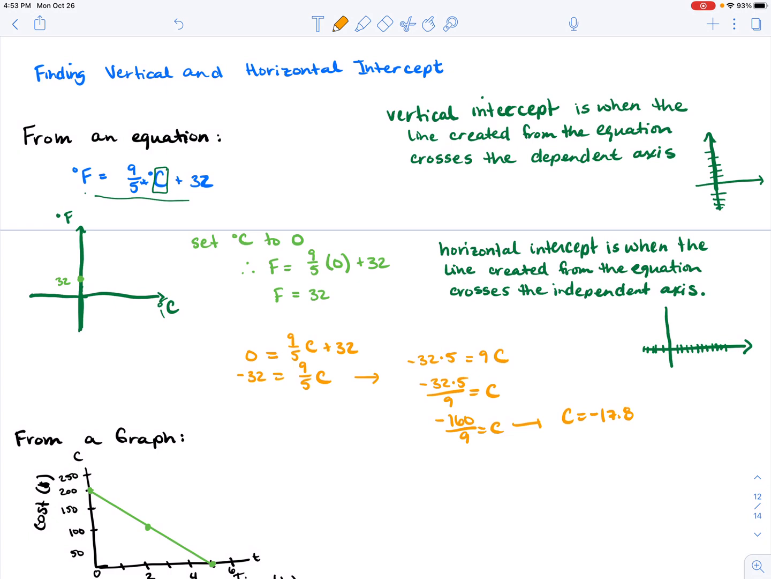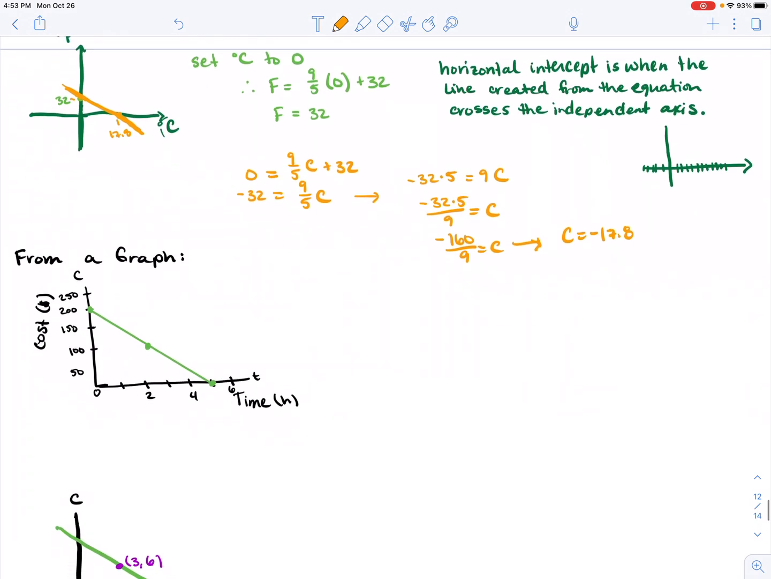So here, say negative 17.8 is here. That means my line is going to run between these 2 points, just like that. It hits 32 and it hits the 17.8 there, and it crosses the axis. So that's how I find, given an equation, my vertical and horizontal intercept.